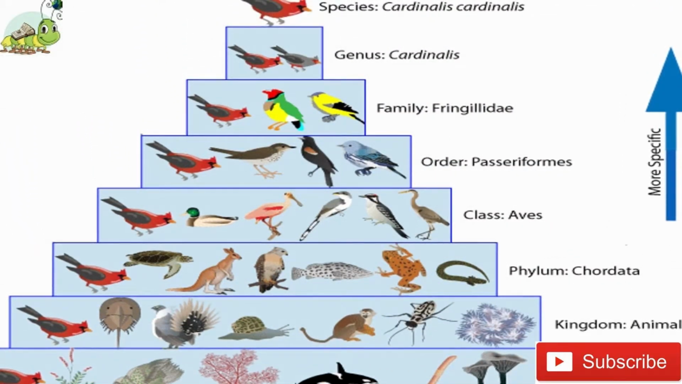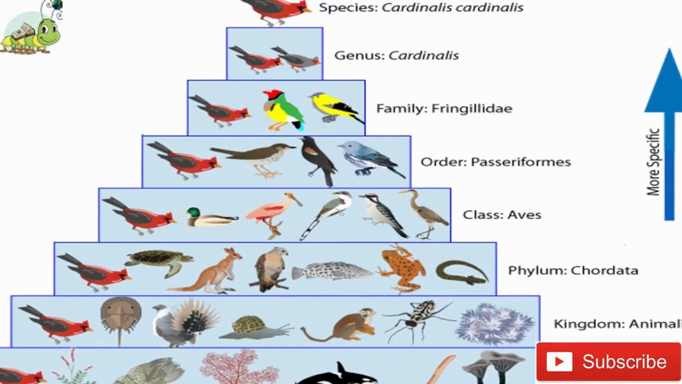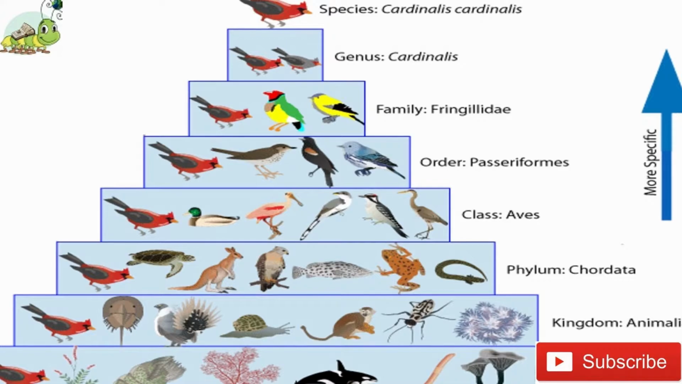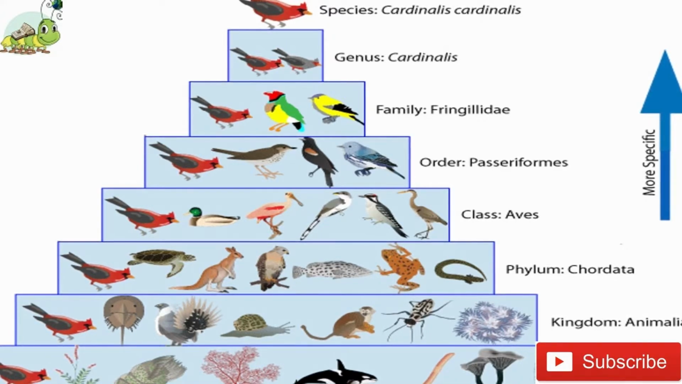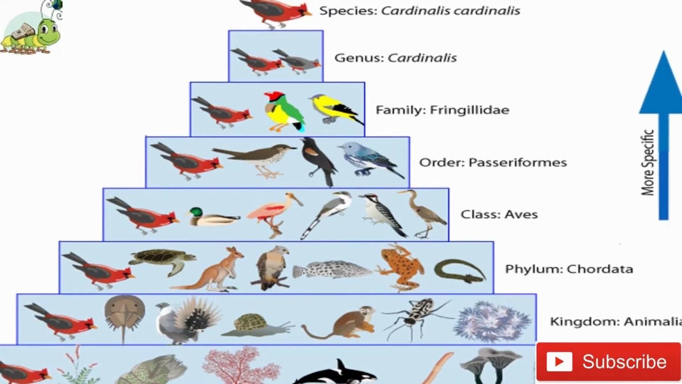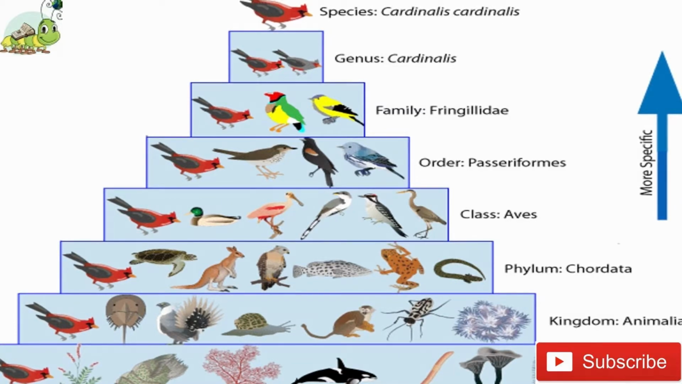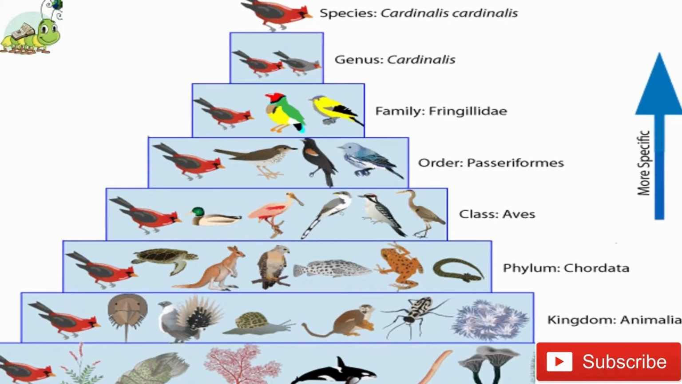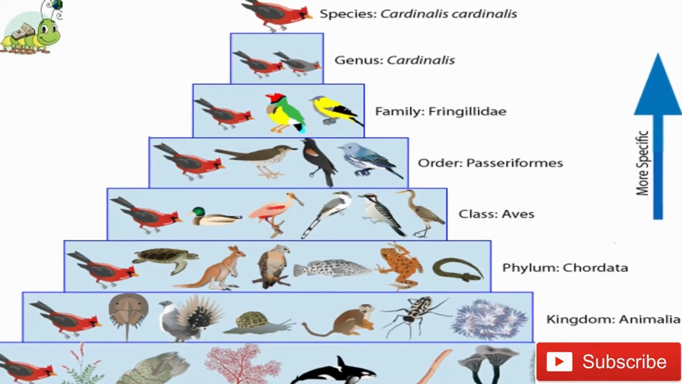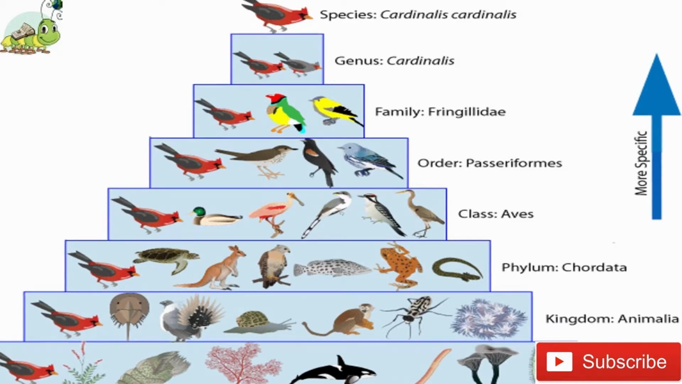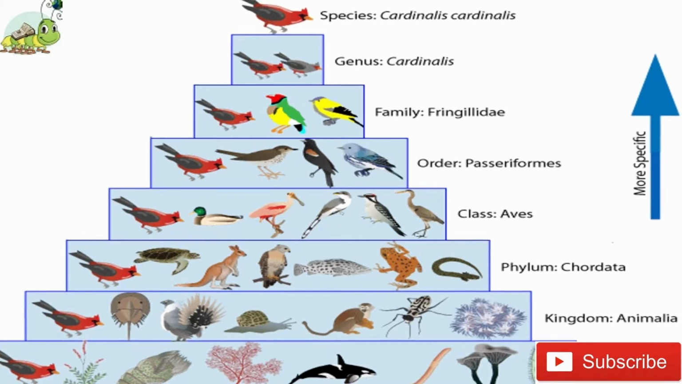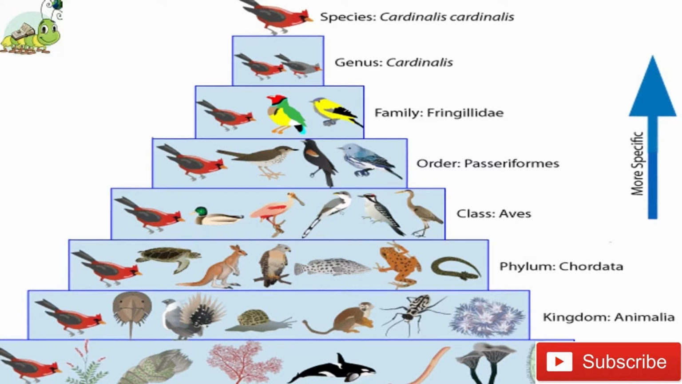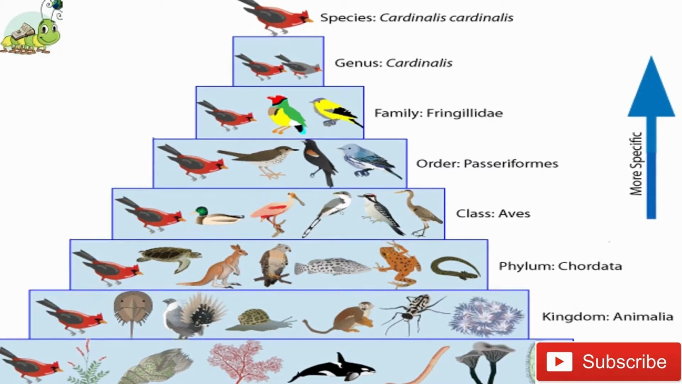Next one is the class. Class was the most general rank proposed by Linnaeus. Phyla were not introduced until the 19th century. There are 108 different classes in the kingdom Animalia, including Mammalia, the mammals, Aves, the birds, and Reptilia, the reptiles, among many others. The classes of Animalia that Linnaeus proposed are similar to the ones used today.